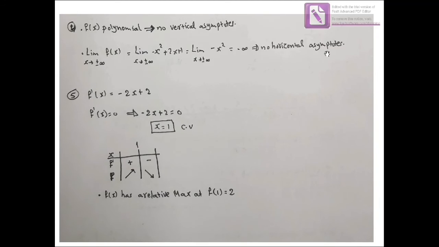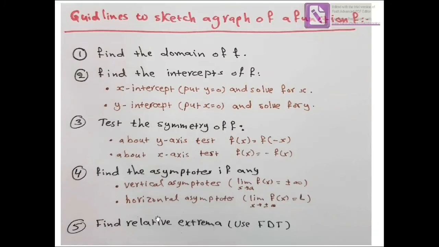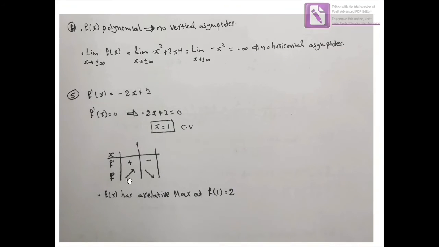Now for step 5, we need to find relative extrema using the first derivative test. So first we need to find the derivative of minus x squared plus 2x plus 1. So it will be minus 2x plus 2. So now we need to find the critical number by finding f prime of x equal to 0. So f prime of x is equal to 0, that means minus 2x plus 2 is equal to 0. So when you solve this one, you will get x is equal to 1. x equal to 1 is a critical value, or a critical number, since it is in the domain.